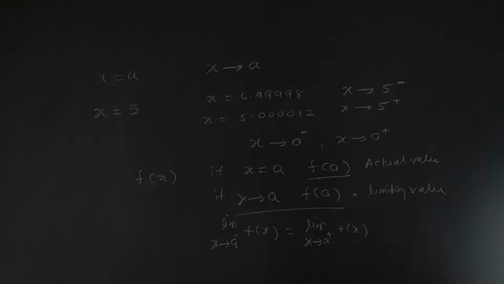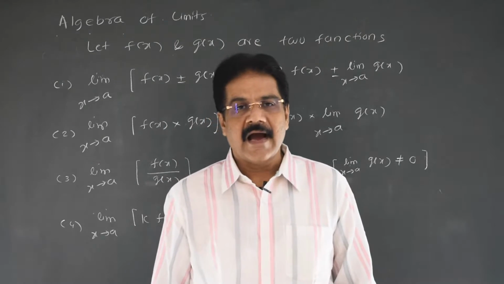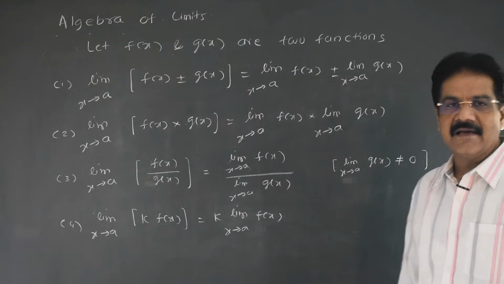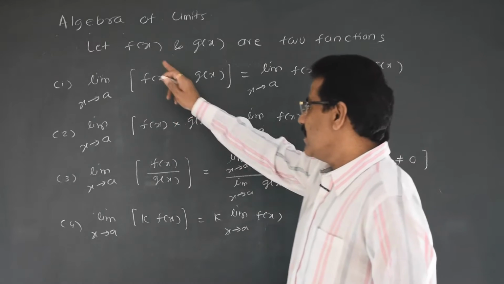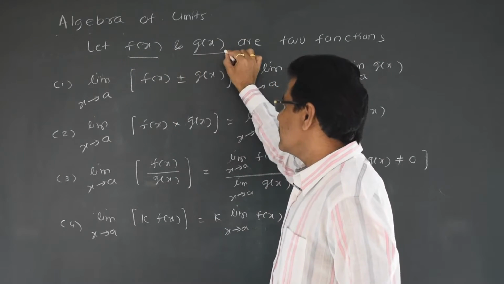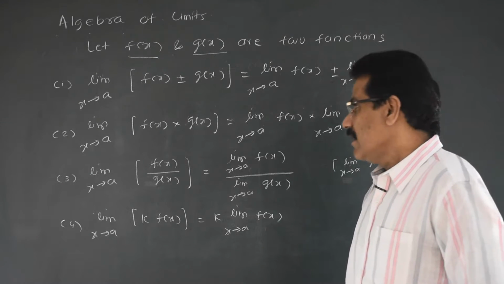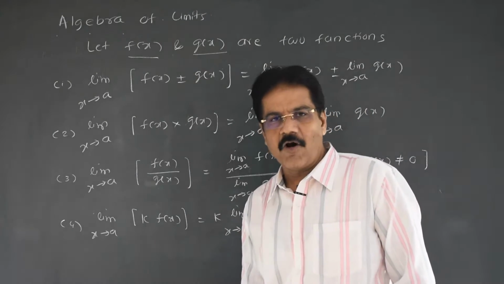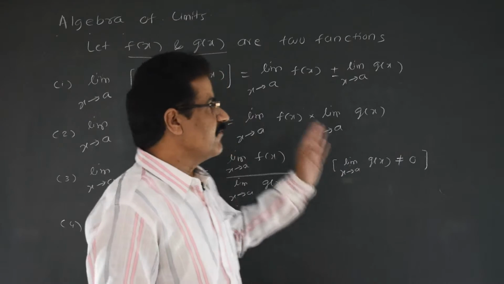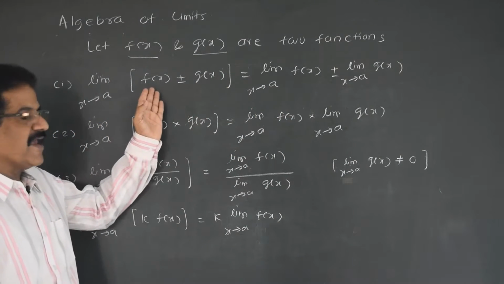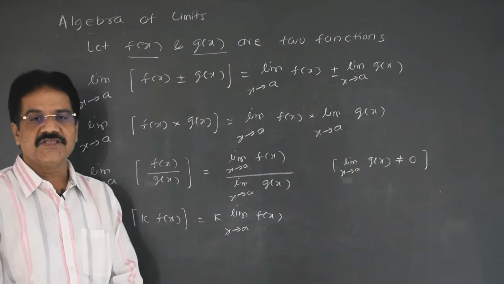Now we are going to take algebra of limits. For understanding algebra, let us consider two functions, one is f of x and other is g of x. Whenever we are going to take limits while doing algebraic operations, these rules must be followed. Number one, limits as x tends to a, f of x plus or minus g of x.